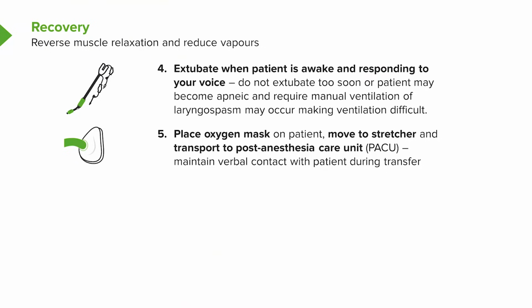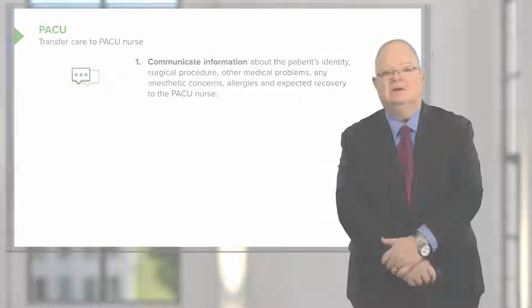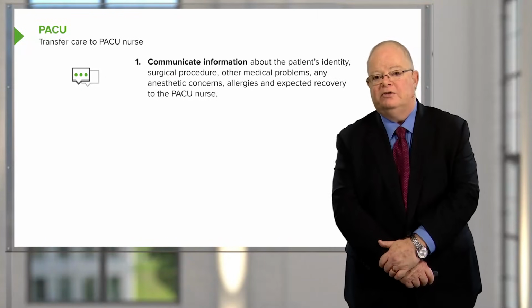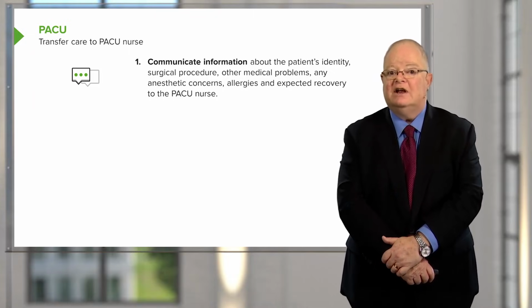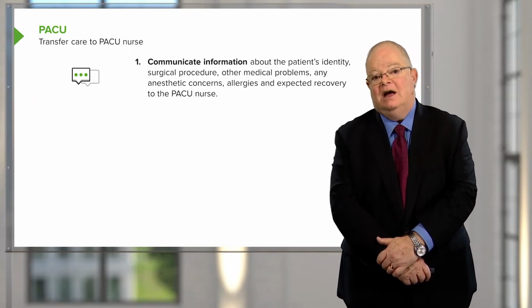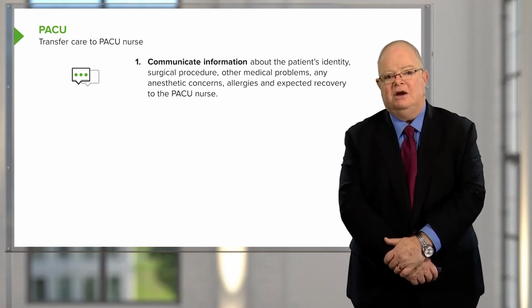Place an oxygen mask on the patient, move to a stretcher, and transport the patient to the post-anesthesia care unit, or PACU. Maintain verbal contact with the patient during that transfer process. When you reach the PACU, you should communicate with the nurse the information that he or she needs to continue to care for the patient. So: patient's identity, surgical procedure, other medical problems the patient may have, any anesthetic concerns, any allergies the patient has, and really what you expect to be the recovery phase for this patient.